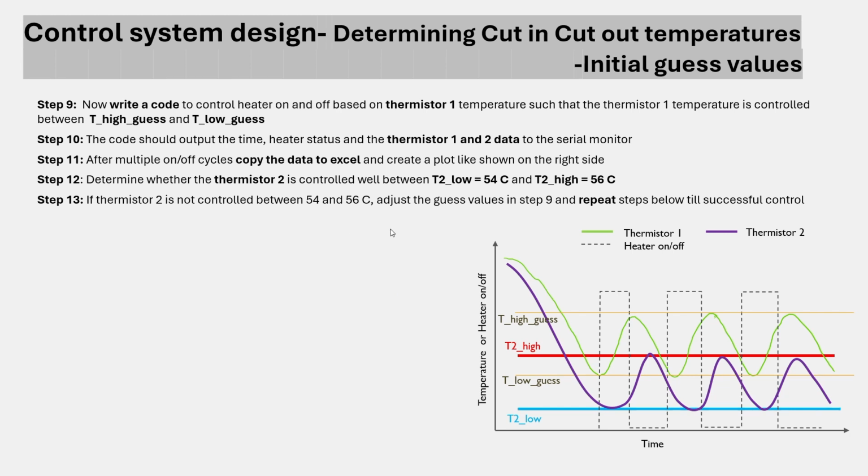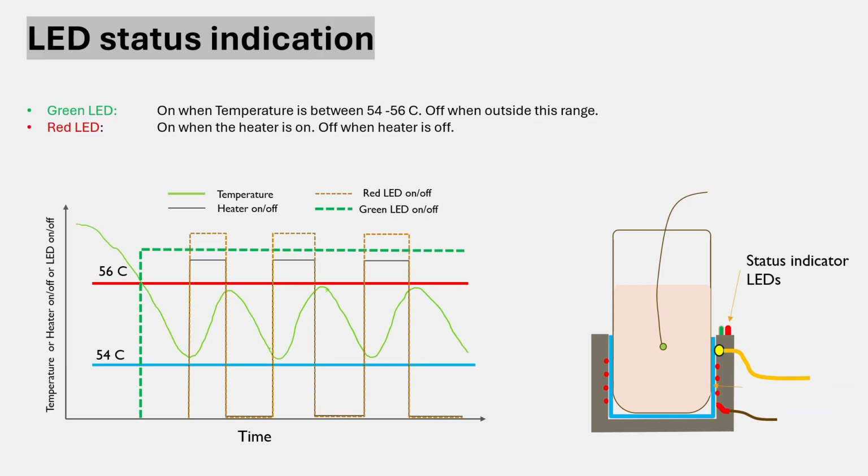So that is basically how to find the cut-in and cut-out temperature. So, using guesses and an iterative approach, trial and error, to get the value. You could use other methods too. Another thing I wanted to touch base on was the LED status indication. It seems to me that a lot of the groups are understanding this differently from what was asked in the question.